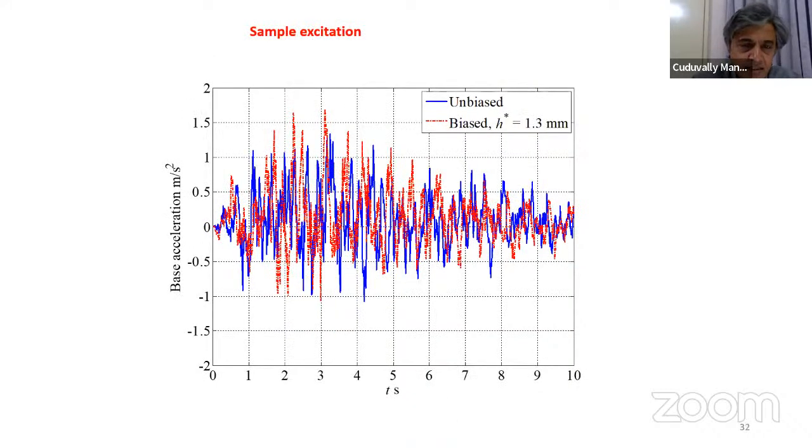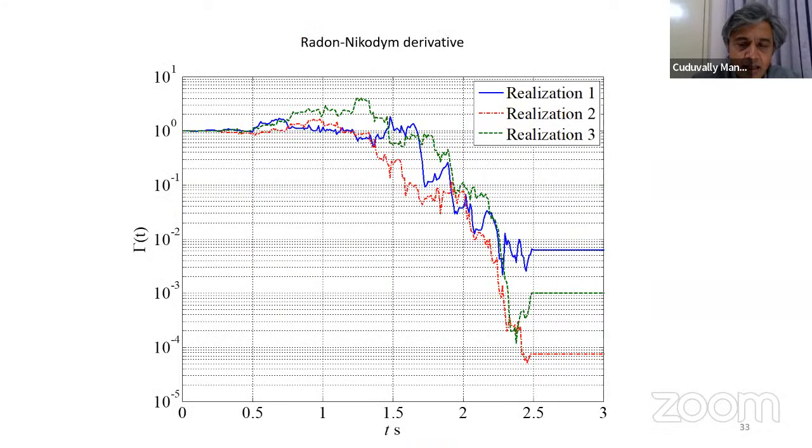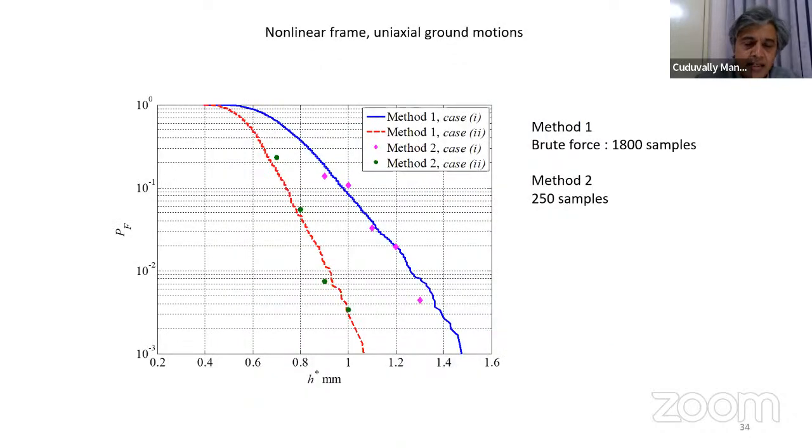Once that is done, there are some more samples. This is a correction that we need to do. This is called the Radon-Nikodym derivative. This is also experimentally determined. And here are some plots of probability of failure using this method. Just to make sure that we are on the right track, we kept the failure criteria so that we can verify by direct testing.